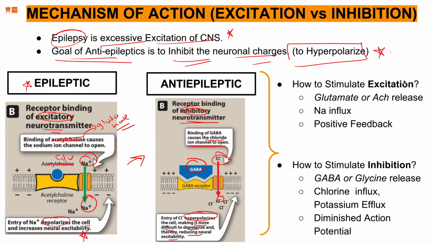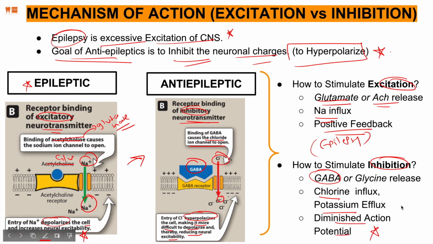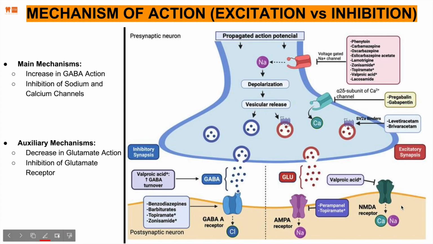So how do we stimulate excitation? By glutamate, we just talked about it, or acetylcholine. Sodium comes in and a positive feedback mechanism takes place, and now we have epilepsy due to uncontrolled neuronal discharges. But how do we stimulate inhibition? In this case, GABA is great. Chloride comes in, potassium goes out, and the action potential is diminished, and we are treated. So that's our main goal molecularly.